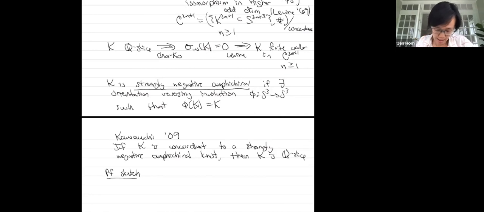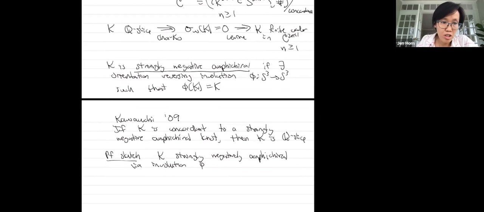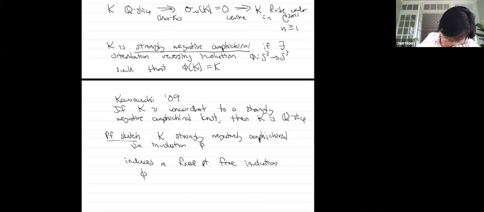Okay, so we might as well assume that K itself is strongly negative amphichiral. So let's assume that K is strongly negatively amphichiral via an involution phi. Then you can check that this involution phi induces a Z/4 involution on the zero surgery along K. So I'll denote this phi tilde.